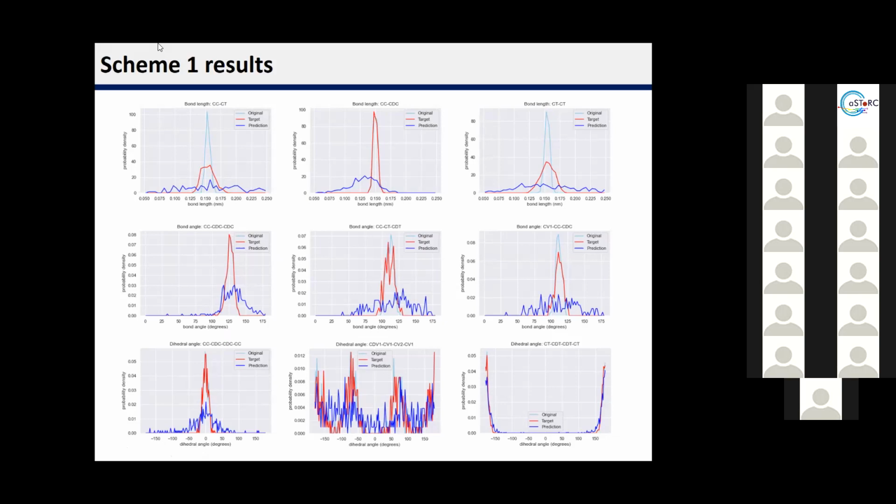Okay, thanks. Is it clear? So the prediction is a prediction of the GAN. Yeah. Okay, and the original is from your original data set, and the target comes when you process your data set. Yeah, exactly. Okay, thanks.